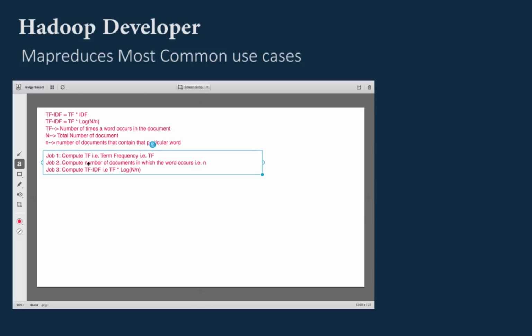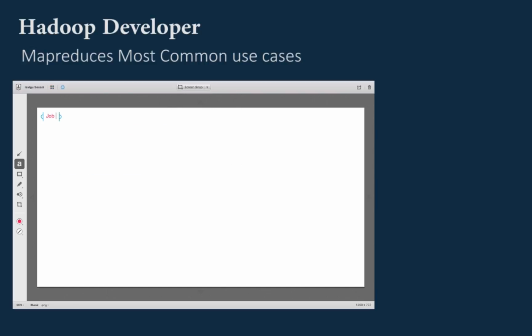So now let's understand what we will do in each and every Mapreduce program, what it is that we'll emit in each one, and then we'll summarize. Job 1 is supposed to give us TF, term frequency, which is basically word count. It's nothing but word count. So let's see how we will calculate word count.